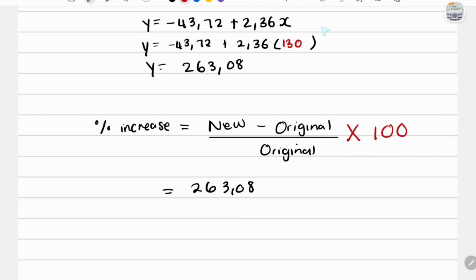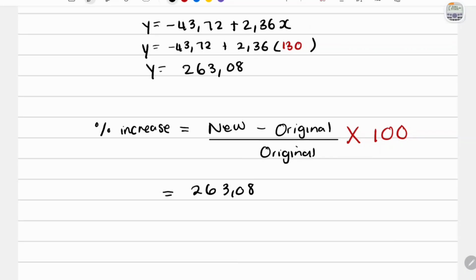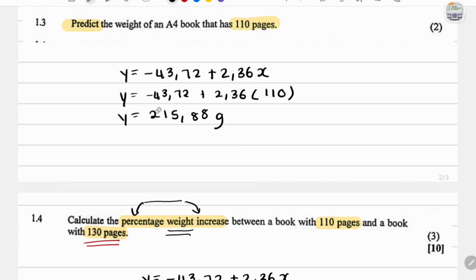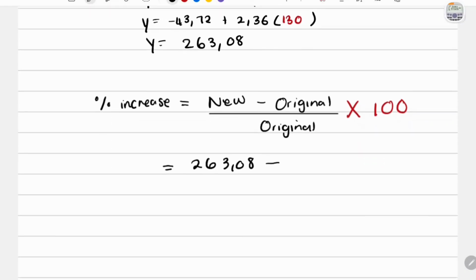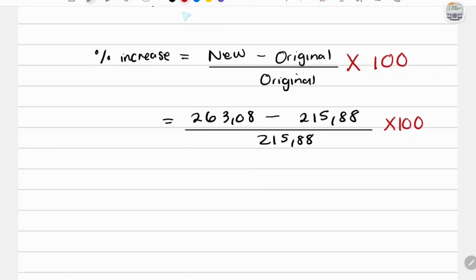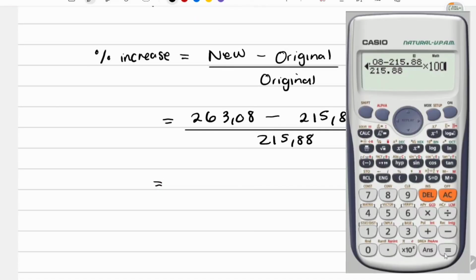Okay, so we're saying 263.08 minus the original weight that we had, which was this one, for the 110 pages. So that's 215.88, and then divided by the original, which is 215.88. Then just multiply that by 100 and it will give you the percentage increase. And there is my calculation.